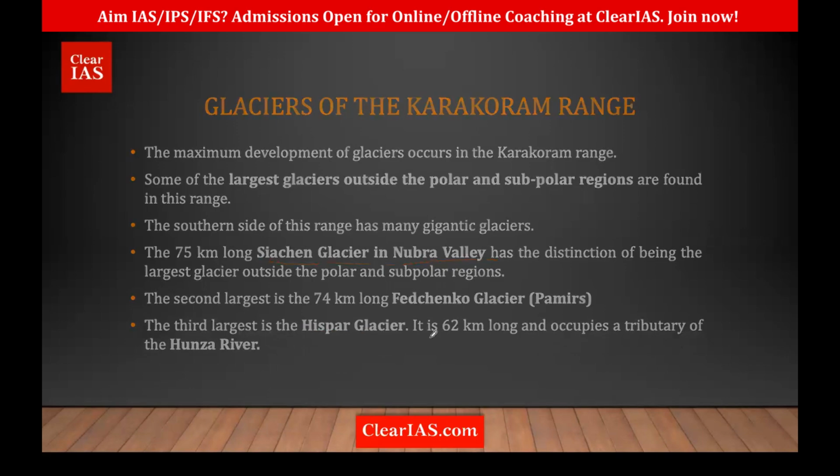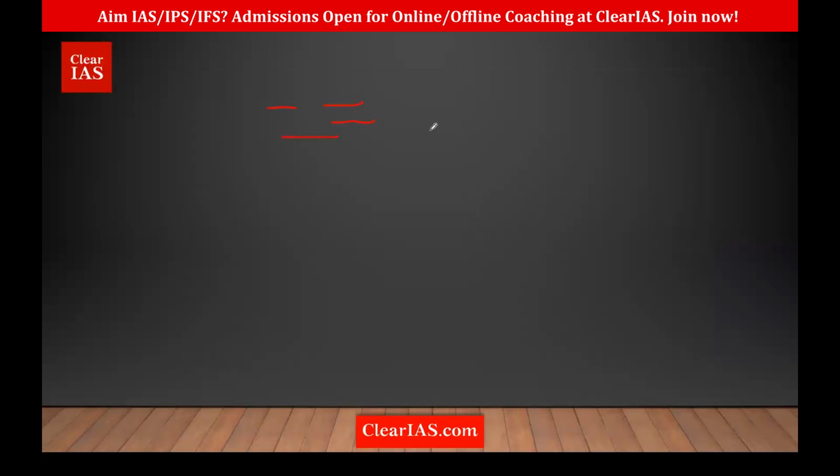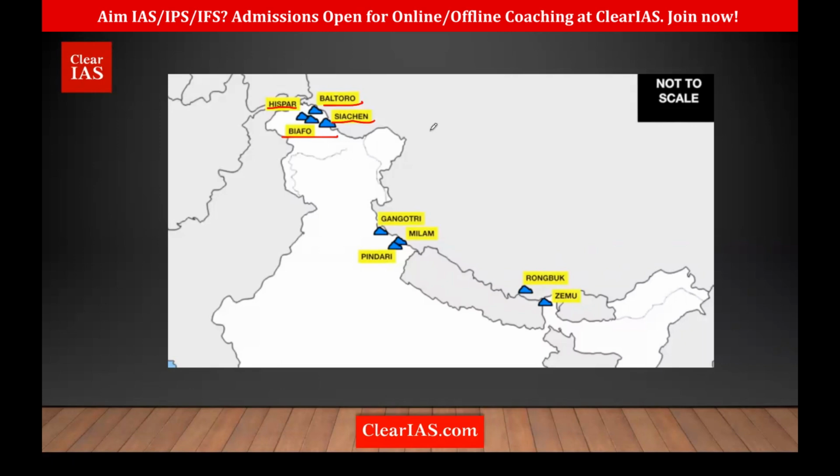Then there are two other glaciers in this region. You can see here, this is the Siachen Glacier, here we have the Hispar, and another two important glaciers in this region are the Baltoro and Biafo. These four glaciers you must remember. Where are they? On the Karakoram ranges. Siachen is the most important and largest glacier, then we have the Hispar, then Baltoro and Biafo. These four are very important glaciers. Then, coming down, we have Gangotri, Milam, and Pindari. We'll be seeing these three next.